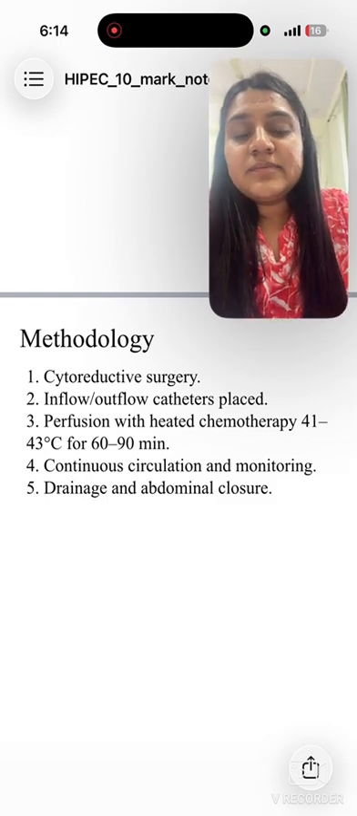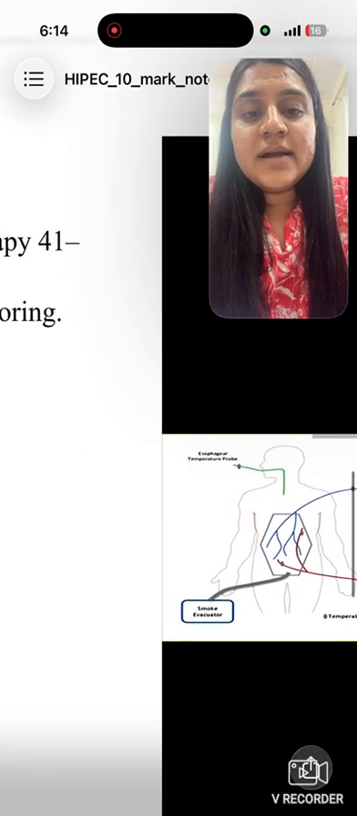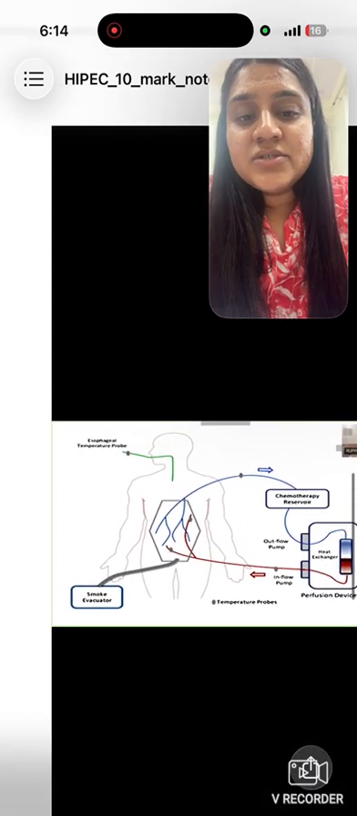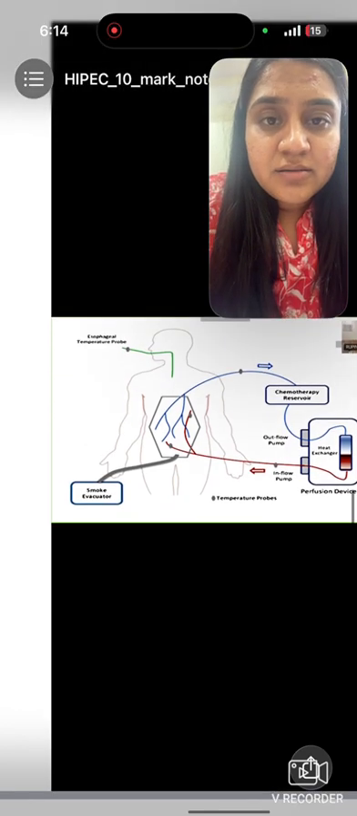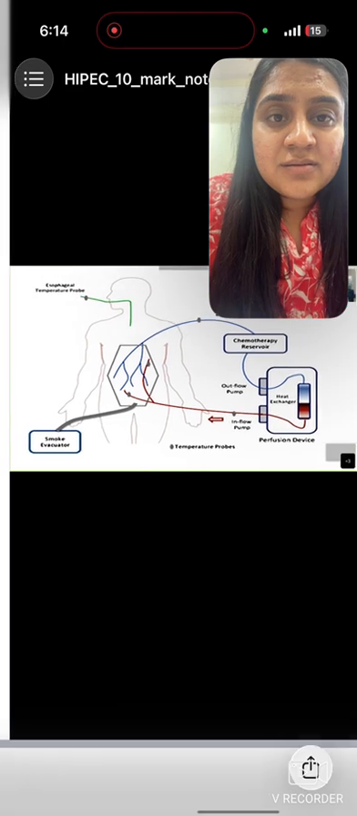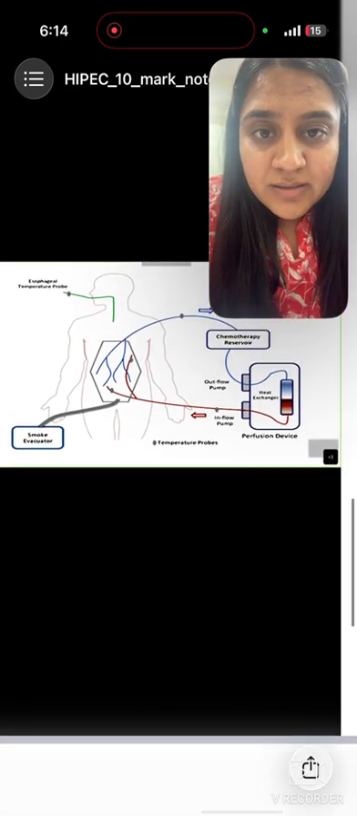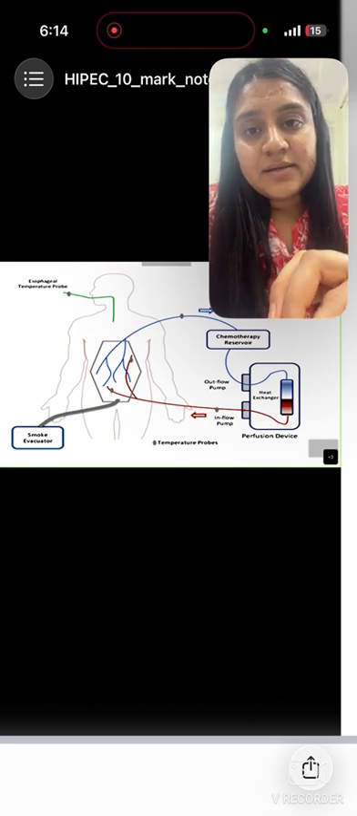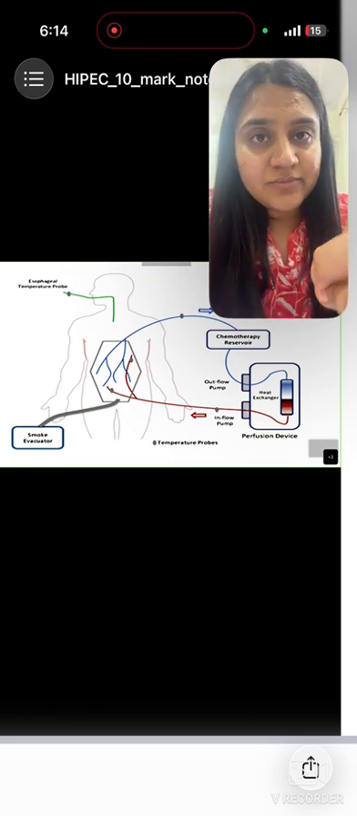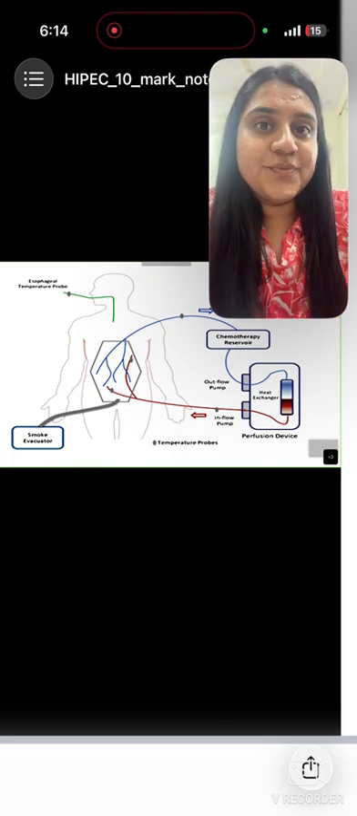Okay. Then I have attached this diagram with this. You can just draw this diagram so that you can elaborate it by drawing this kind of diagram. It looks good and the examiner knows that you know. Okay.